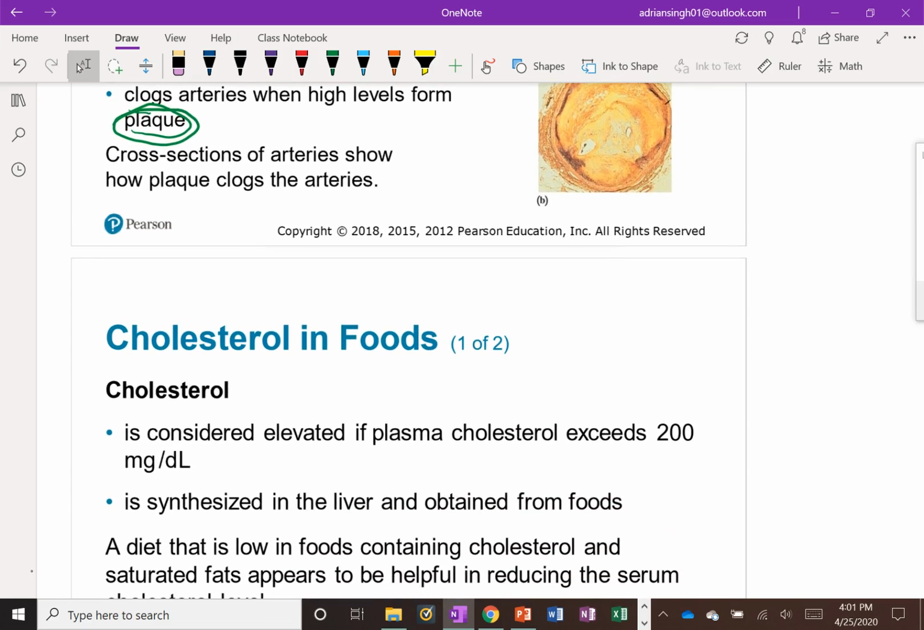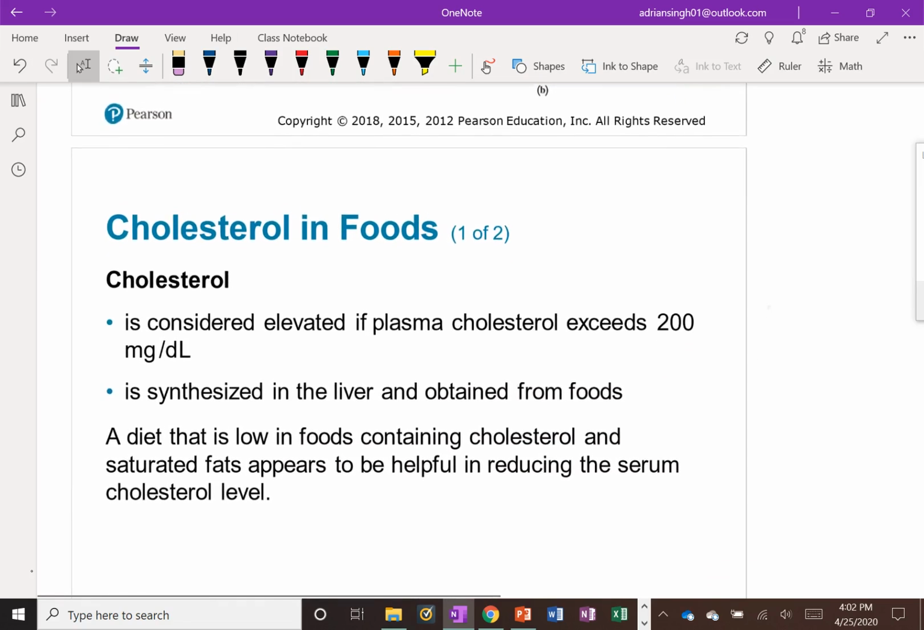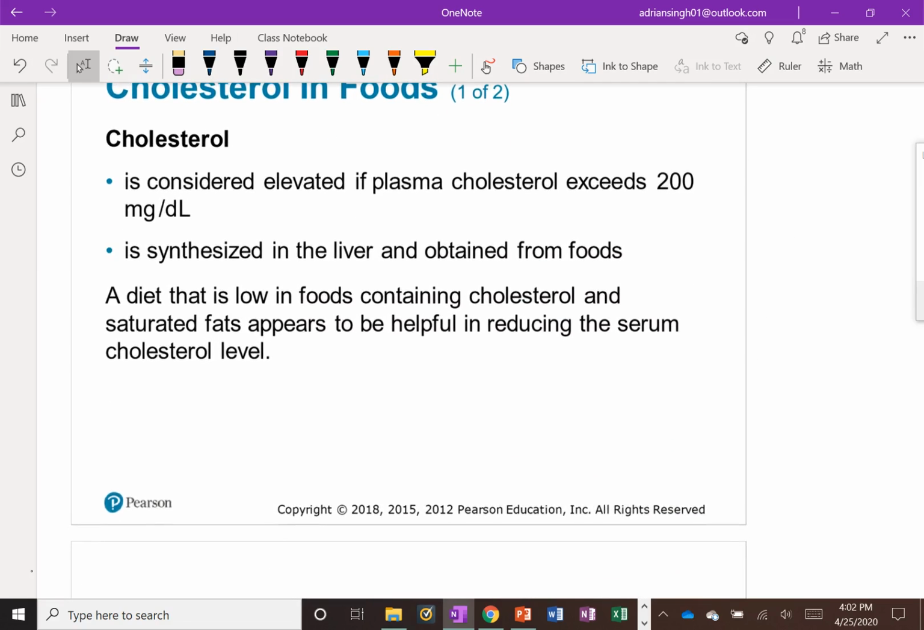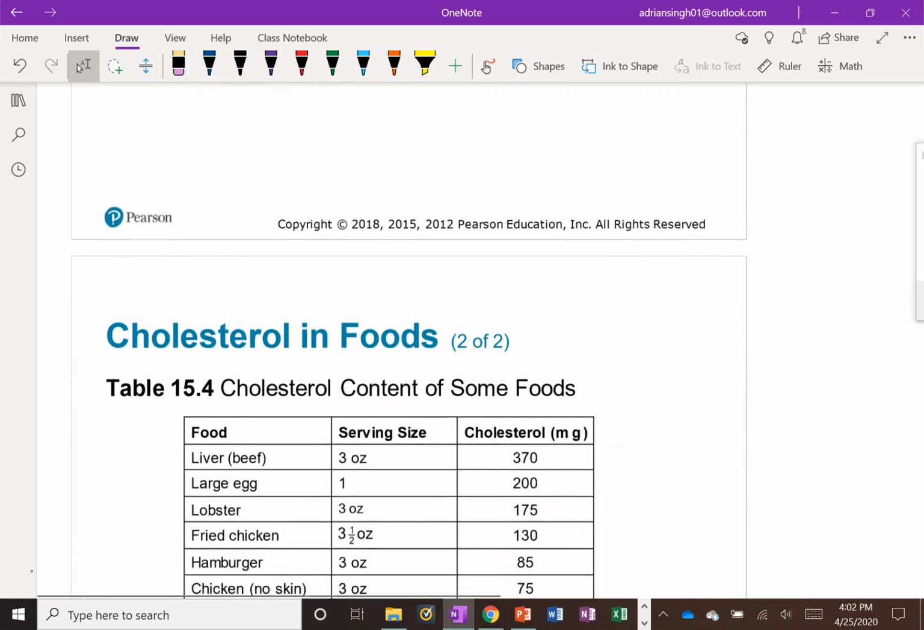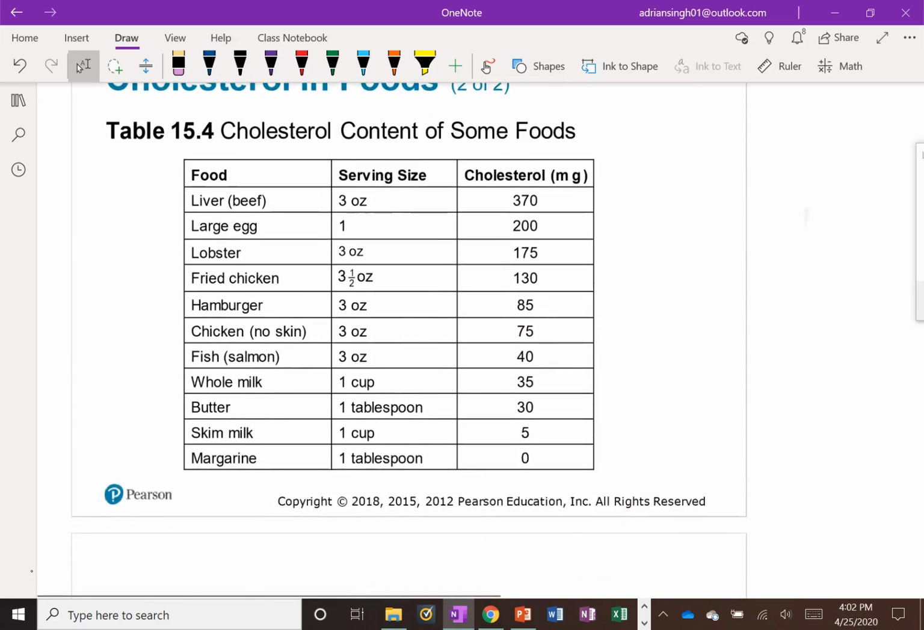Like I said, having the right amount is going to be important. Having too much is not a good thing. Having too little is also not a good thing. So I'll leave it up to you to read through some of the health benefits and the cholesterol content of different types of foods.